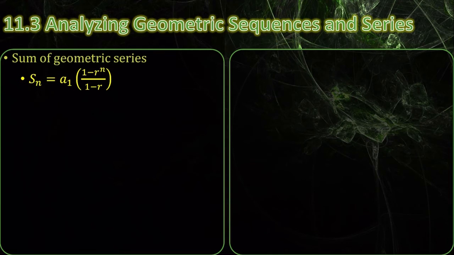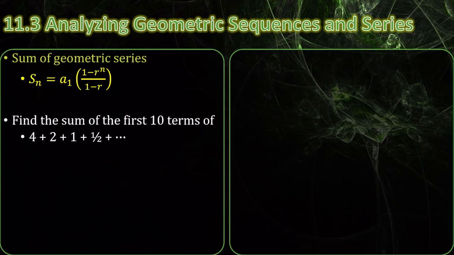All right, to find the sum of a geometric series, the formula is Sn equals A1 times 1 minus r to the n over 1 minus r. So why don't you find the sum of the first 10 terms? All right, it looks like the r is 1/2. 2 divided by 4, 1 divided by 2. And A1 is 4, so our sum, the first 10 terms, is A1, 1 minus r to the n is 10, because we want the first 10 terms, for 1 minus r.